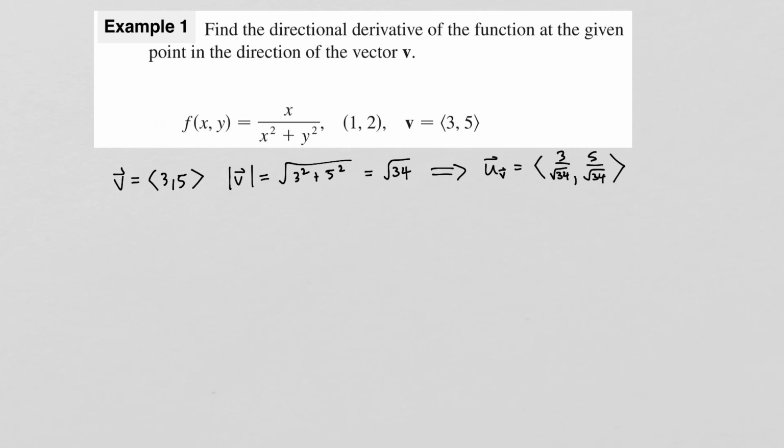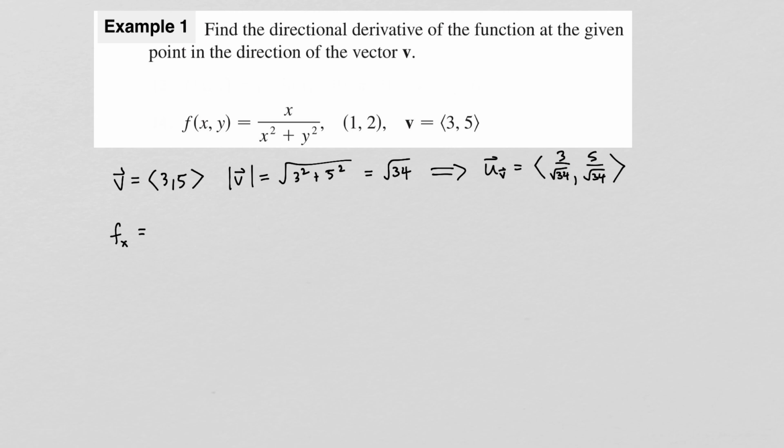So now what I need are the partial derivatives. So the partial derivative of f with respect to x, let's think about how to do this. Notice that you have a quotient here, and you have an x in the top and the bottom. So we're going to use the quotient rule to find this derivative. We will treat y like a constant.